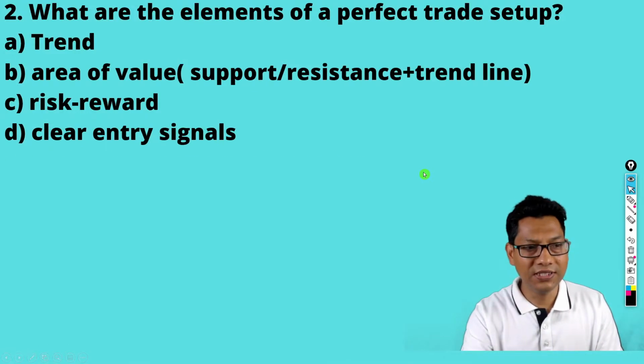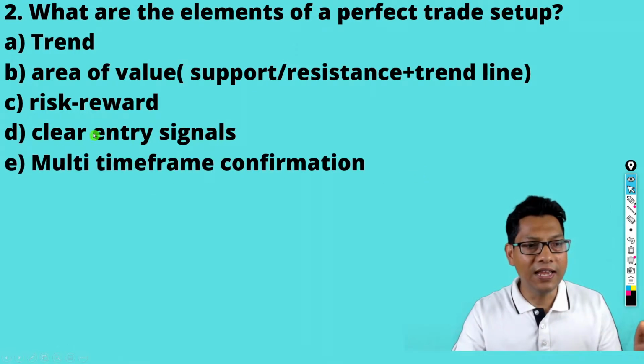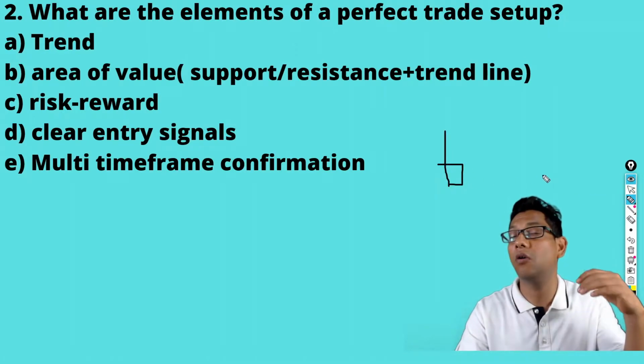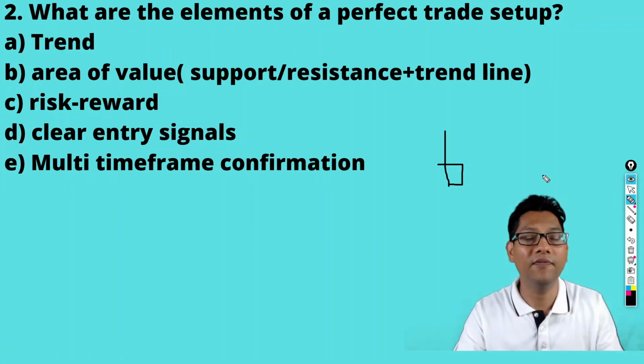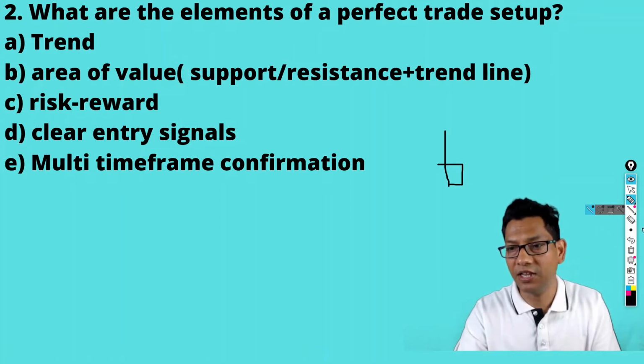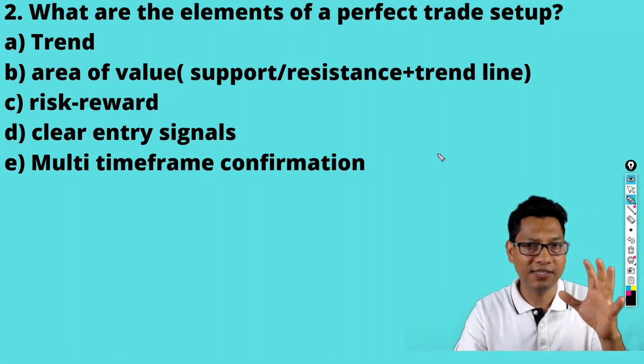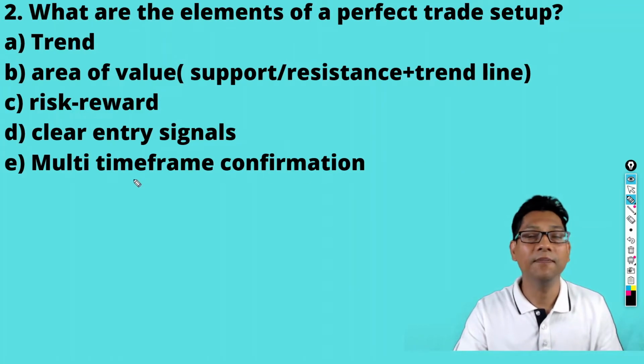So what is the next criteria? Clear entry signal. You should find a clear entry signal with a pin bar or doji or whatever price action pattern you like to trade. You need a clear entry signal in this perfect trade.